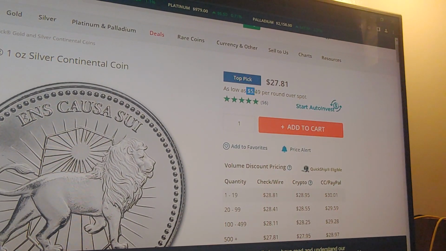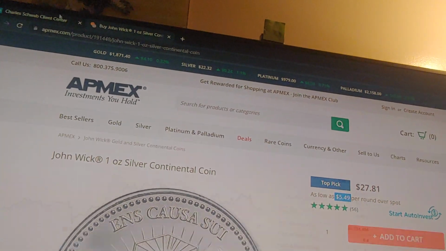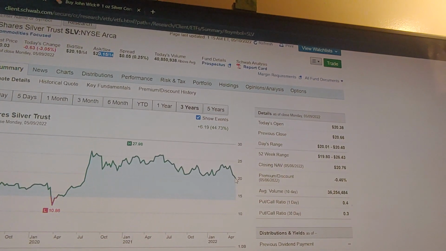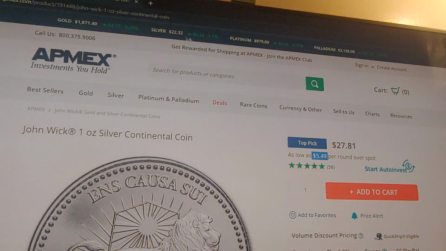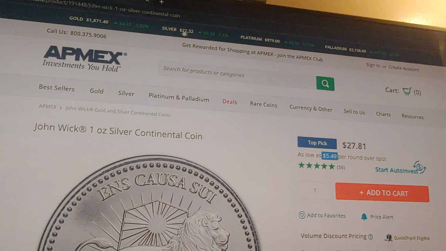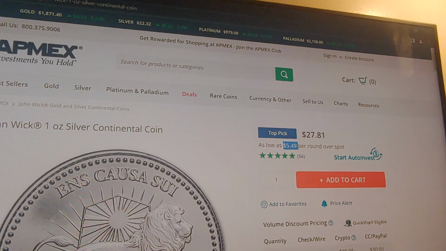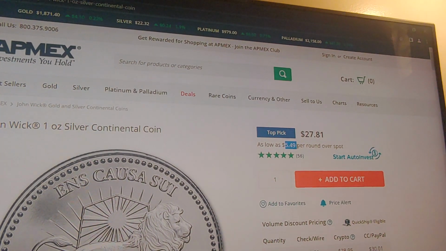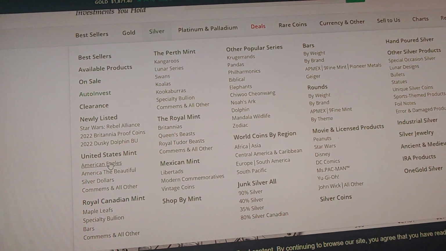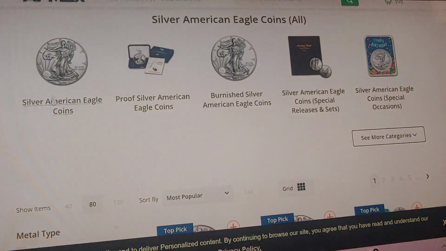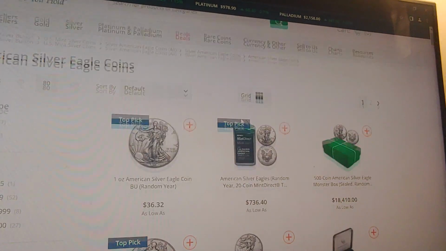As they say right here, the spot price, according to them, is $22. So usually if the market says $20 right here, or 20 bucks and 38 cents, they'll say it's about $22. They'll just add like $2, and then on top of that, they'll add a premium, which is $5.49 on a basic coin. On the Eagles, they even add more. So let's just say you wanted the Eagle coin.